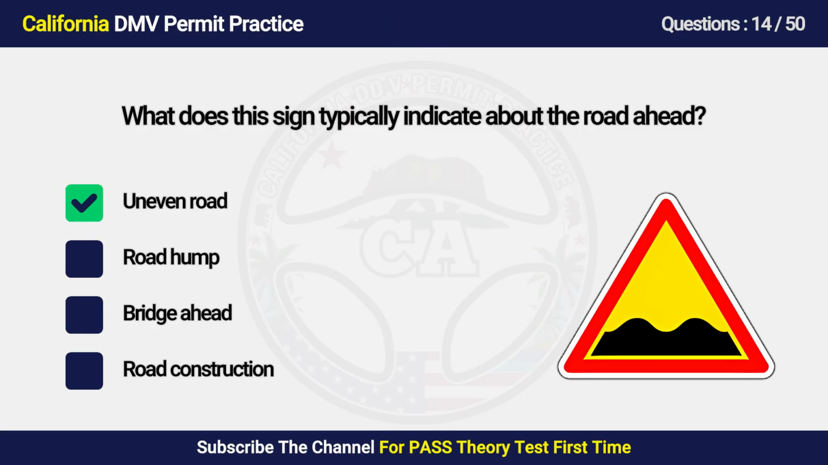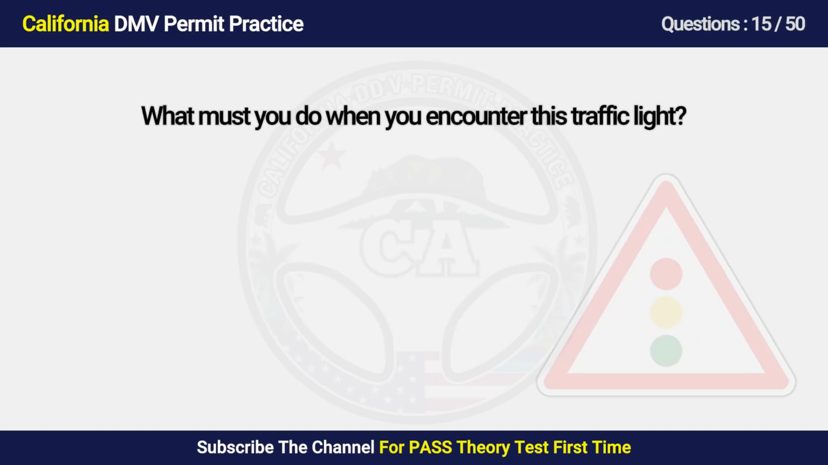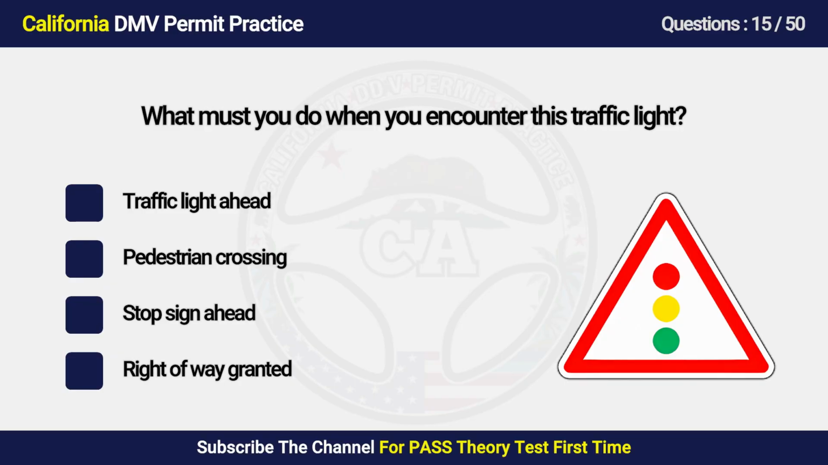Answer is A. Uneven road. This sign warns of an uneven road surface ahead. Drivers should slow down and be prepared for bumps, dips, or other hazards that could affect vehicle control. Question 15. What must you do when you encounter this traffic light?